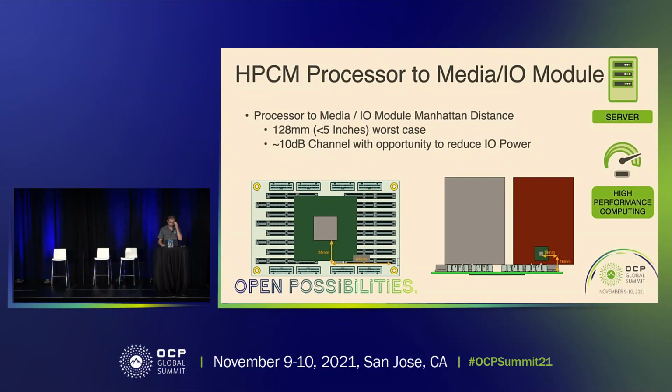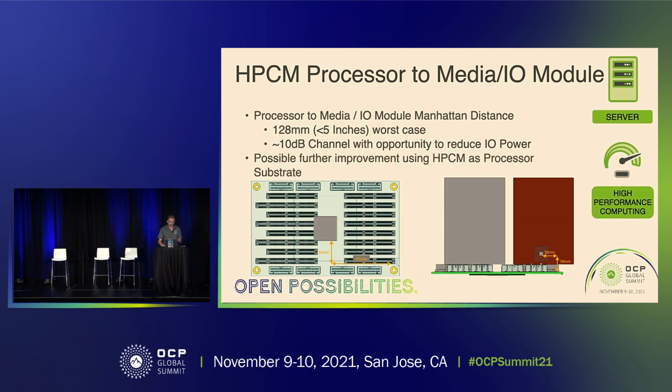Looking back at this one that I touched on earlier, we're less than 5 inches. So we have a 10 dB channel opportunity here to reduce our I/O power, and possible further improvement. This could be a substrate. They can build substrates of this size now. So really the OAM module is just a new package which includes the power supplies and has high-speed connectors rather than solder balls. So why not get rid of the package and actually put your die down on the OAM substrate? That will give us even more budget back, so that reduces our losses further.